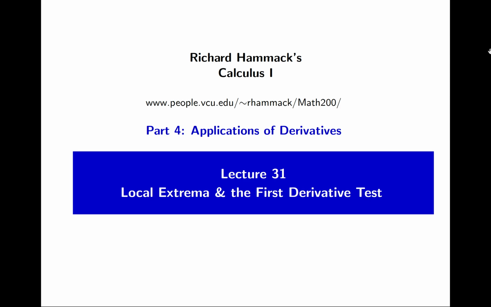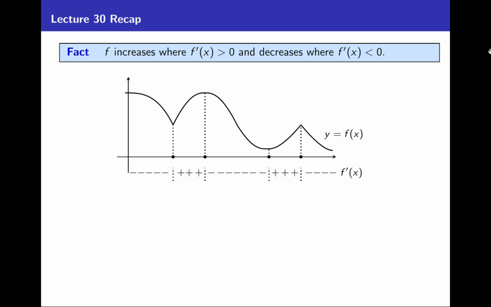We are in part 4 of the course on applications of derivatives. This is lecture 31 on what is called local extrema and the first derivative test. Roughly speaking, our goal in this lecture is going to be to find the high and low values of a function in a manner that I'll make precise shortly. But first, a recap of lecture 30.